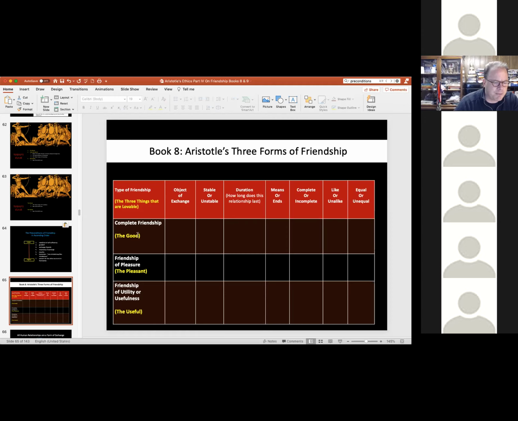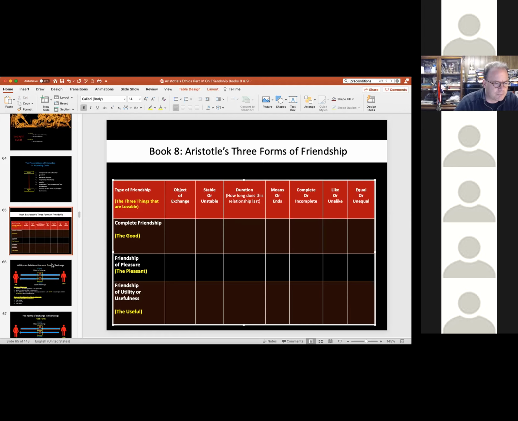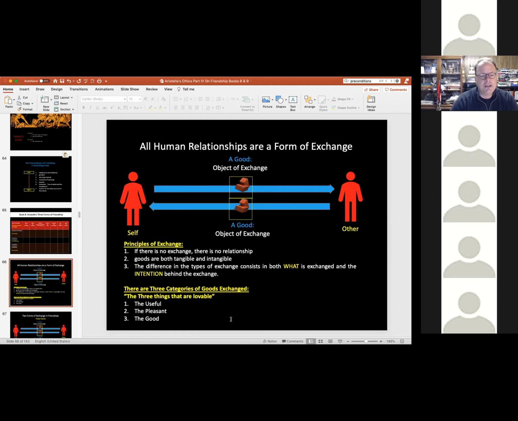And I don't want to say anything more about that, but this is a slightly different meaning of the word good compared to a good that's exchanged, like a consumer good. It's a little different meaning here. Okay. So this is really how Aristotle envisions relationships. It's a two-way street. Goods of exchange go from yourself to the other, and they go from the other to you.